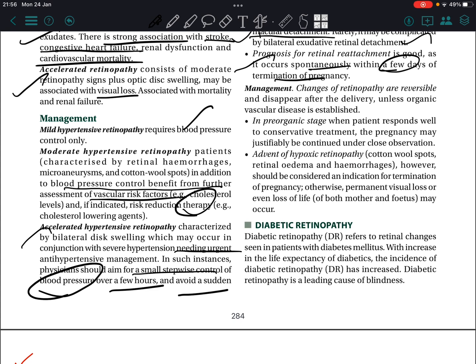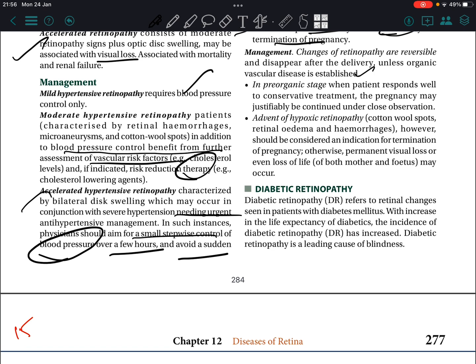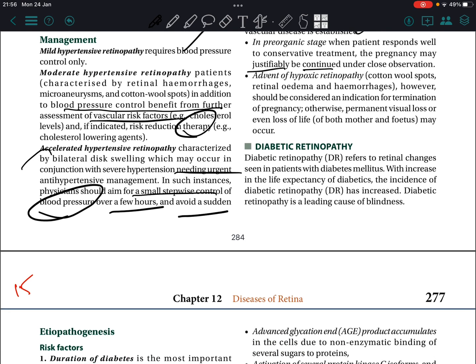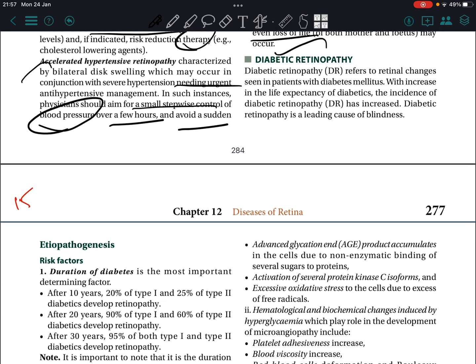Management: changes of retinopathy are reversible and disappear after delivery unless organic vascular disease is established. In the pre-organic stage, when the patient responds well to conservative treatment, the pregnancy may justifiably be continued under close observation. Advent of hypoxic retinopathy, however, should be considered an indication for termination of pregnancy. Otherwise, permanent visual loss or even loss of life, of both mother and fetus, may occur.